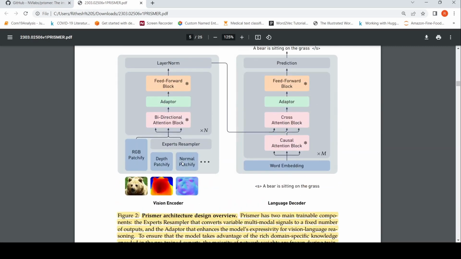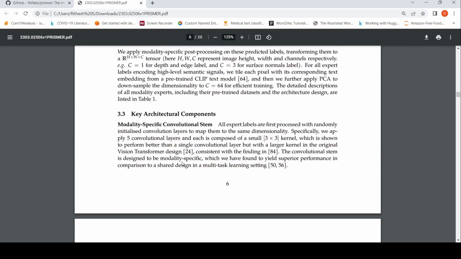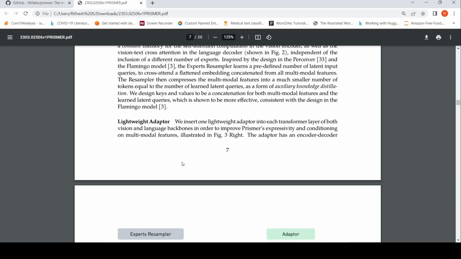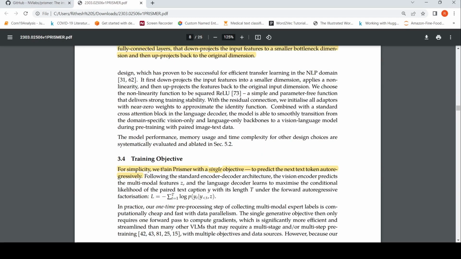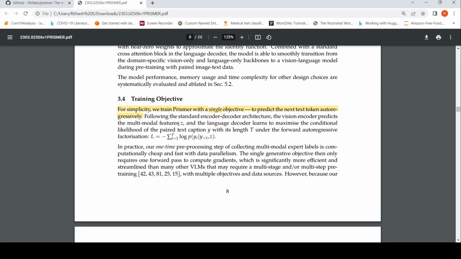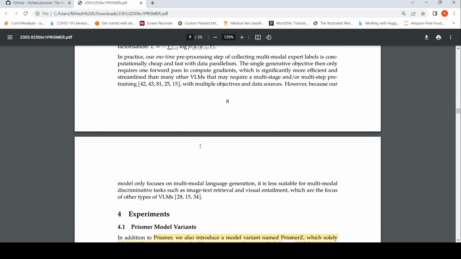So now the next question is, what are these transformers basically, and how are they trained? For training, they use a single objective: to predict the next token autoregressively. So given an image as input, it has to predict a caption, or for visual question answering, the answer. And the decoder is trained to predict the next token in an autoregressive fashion. So that is the idea.